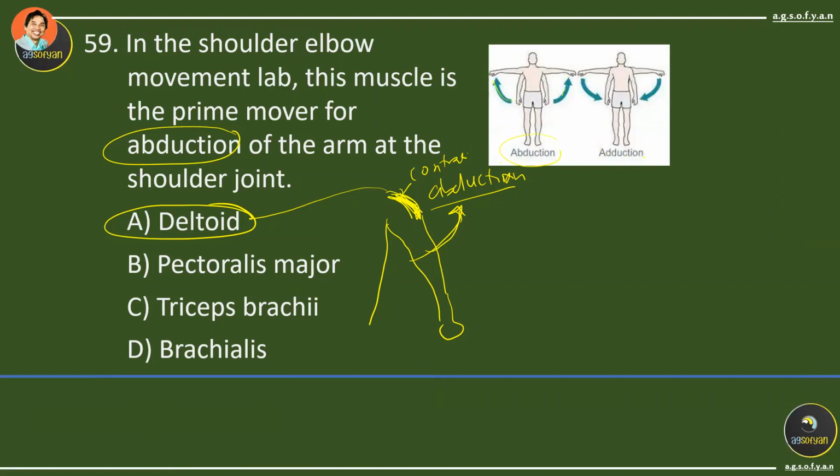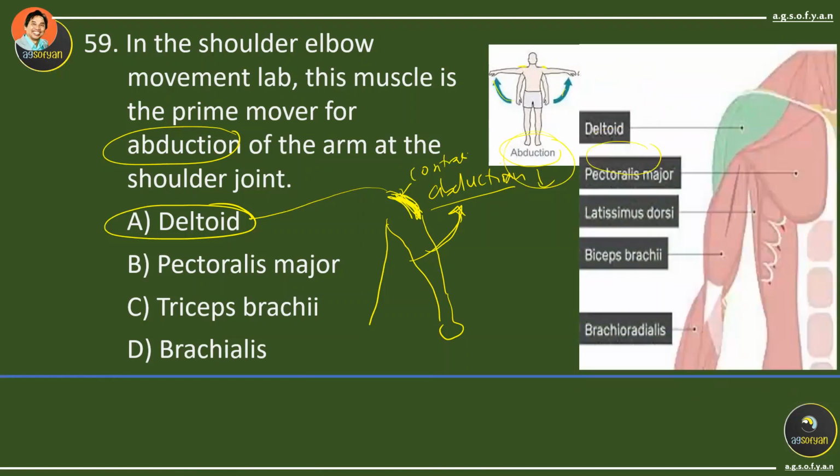The opposite of abduction is adduction. Adduction is when you move your arm closer to your body. So the question is talking about abduction, which will be the muscle in the shoulder over here, called the deltoid muscle. When it contracts, it will take your arm away from your body. That is abduction, so the deltoid muscle should be the answer.